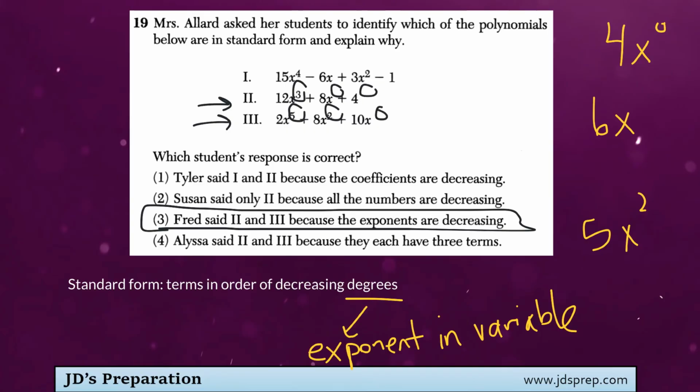The first polynomial doesn't work because it goes from the fourth degree to first to second to 0. So that would not be in the correct form for it to be in standard form.